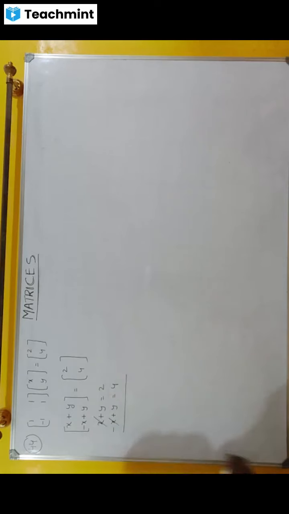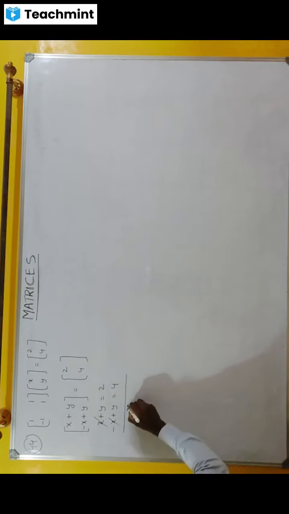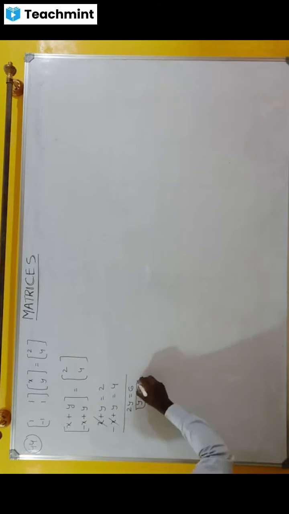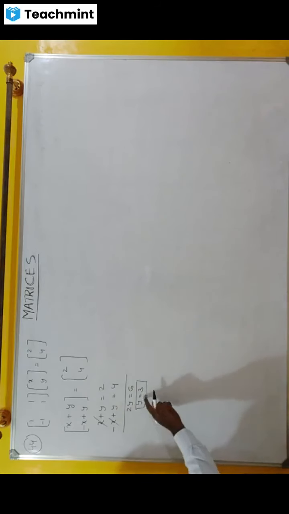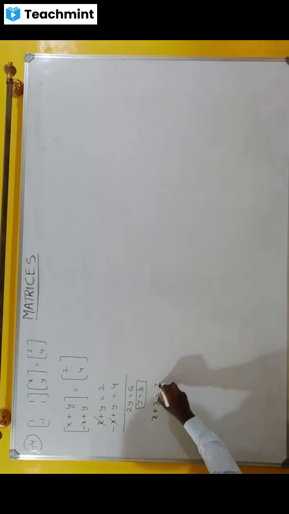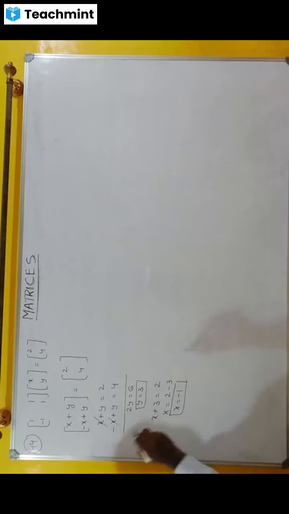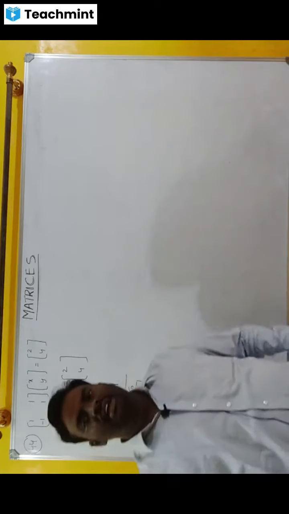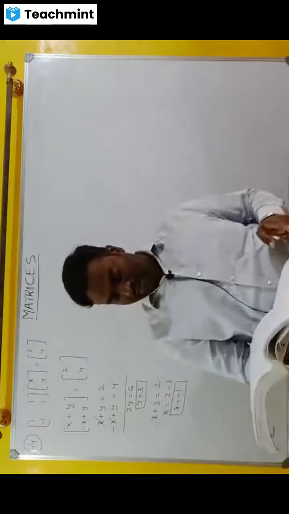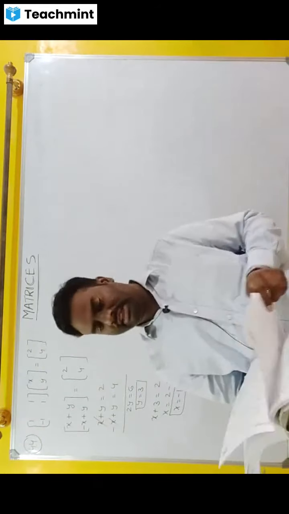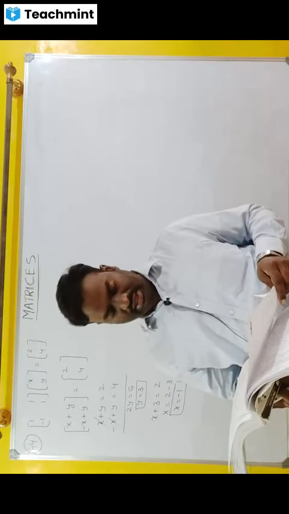Simplify, x gets cancelled. y plus y, 2y is equal to 6, then y is equal to 3. So finally we got the y value. Substitute this y value in the first condition. x plus 3 is equal to 2, then x is equal to 2 minus 3, then x is equal to minus 1. Finally we got x value is minus 1 and y value is 3. That is nothing but the fourth option is the correct answer.